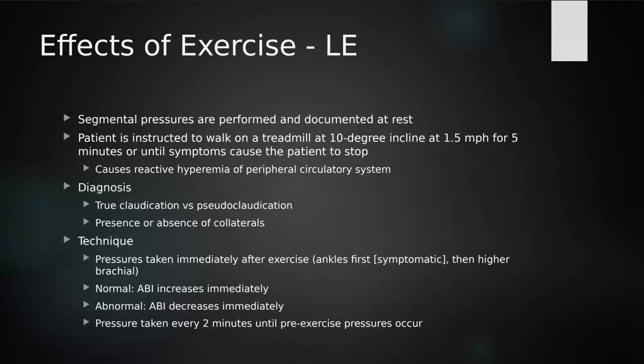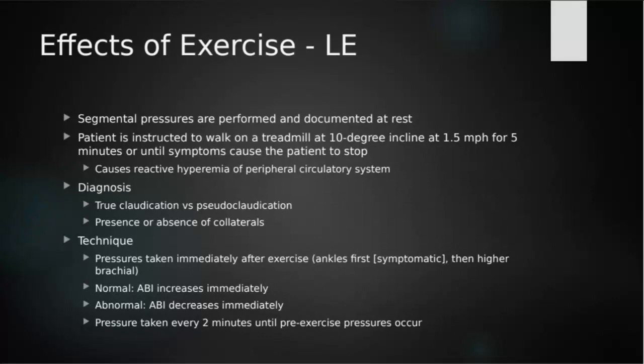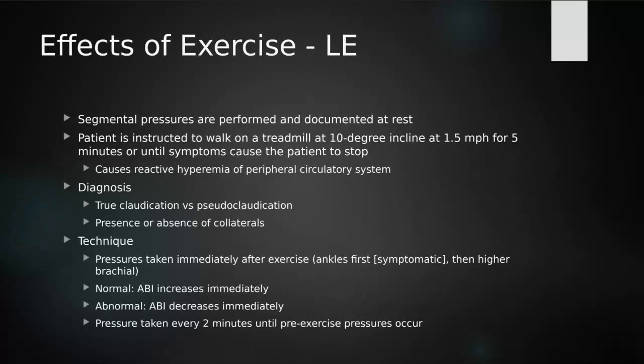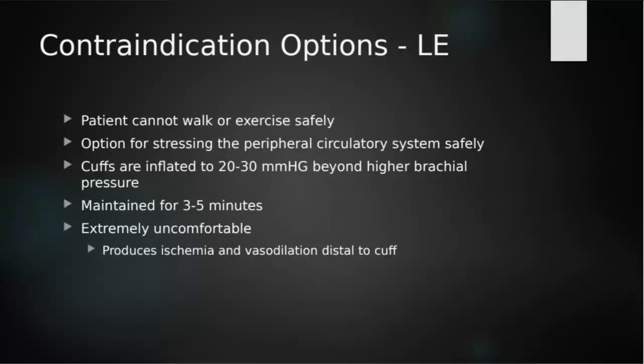Pressure is going to be taken every two minutes until the pre-exercise pressure occurs. So regardless if it's normal or abnormal, right, if it's normal, our ABI is going to increase. If it's abnormal, our ABI is going to decrease. Either way, we're still taking pressures every 2 minutes until we get back to that pre-exercise pressure. And of course, we're documenting how long that takes.